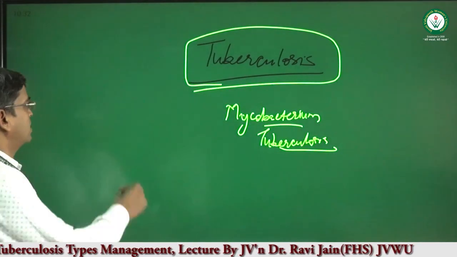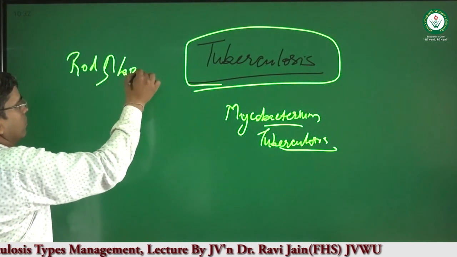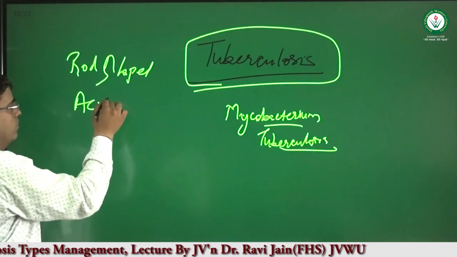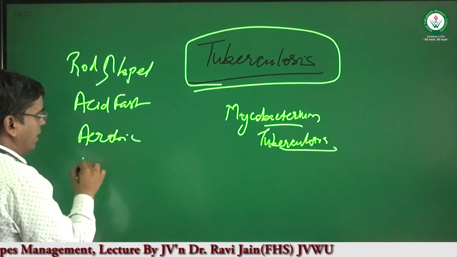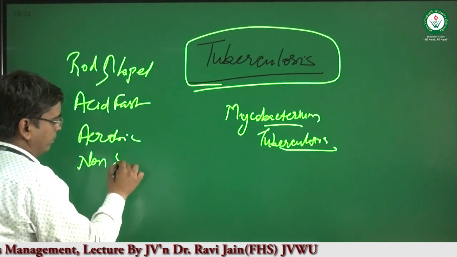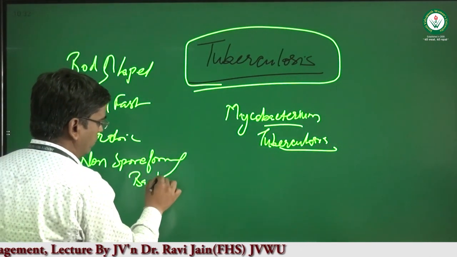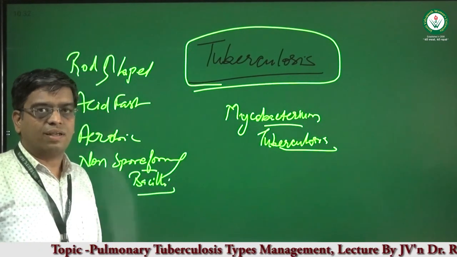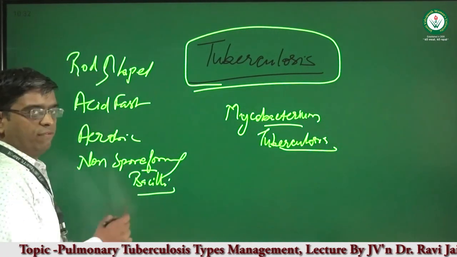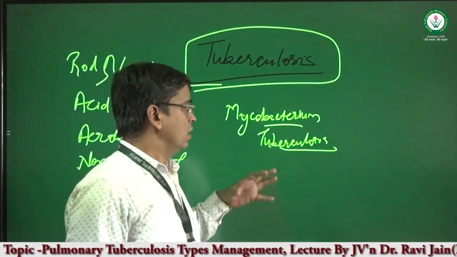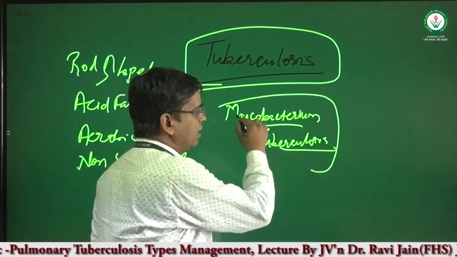Mycobacterium tuberculosis is a bacillus, rod shaped, acid fast, aerobic and non-spore forming bacilli. So this is a bacteria that is aerobic, that is requiring oxygen, non-spore forming rod-shaped bacilli that affects the lungs. It can affect multiple organs of the body, but most commonly it is affecting the lungs.